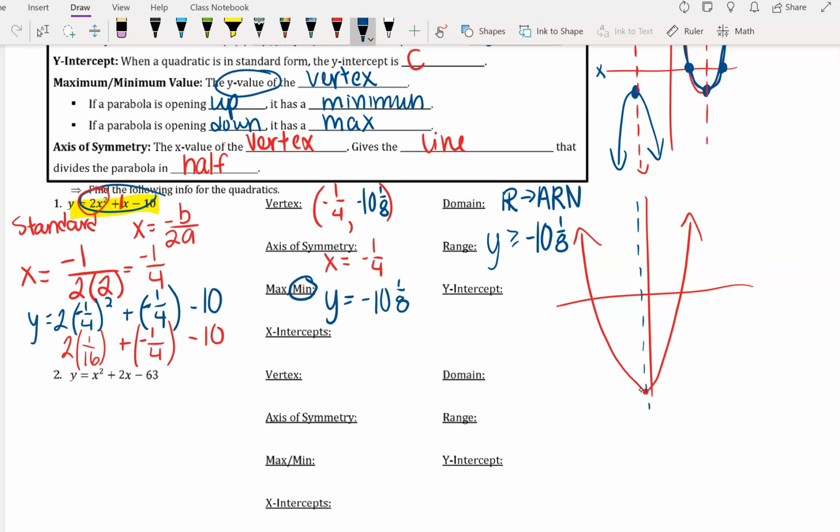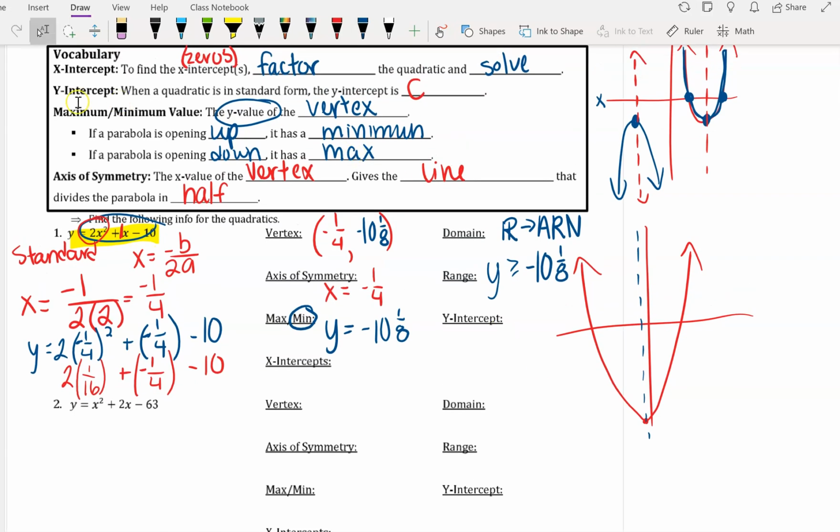All right, almost done with this problem. Y-intercept. Look back to our little box up here. Y-intercept can be found, if it's in standard form, which it was, by just looking at what your C value is. This right here was our C value. Oops, I should have circled the negative. Negative 10 is your y-intercept. Which is actually really good to write as a coordinate. So that's the coordinate point 0, comma, negative 10. The y value is negative 10. The x will always be 0 on a y-intercept.